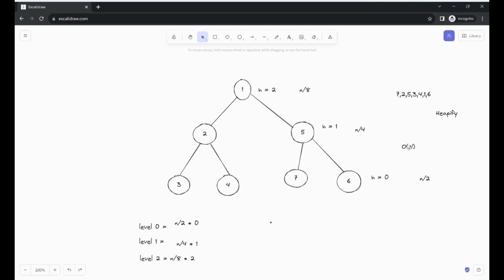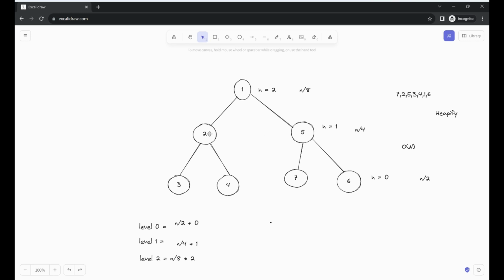So here, if there are a total of n nodes in this tree, how many nodes are there in the leaf level? In the last level, how many nodes do we have? We have n by 2 nodes in the last level. If there are n nodes in total, what about the row just before that? That row would have half of the number of nodes, so that would be n by 2 divided by 2, which is n by 4.